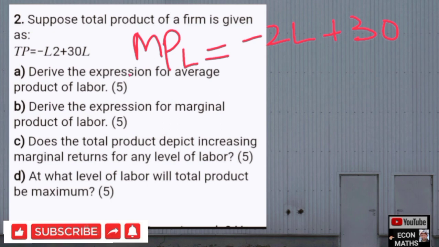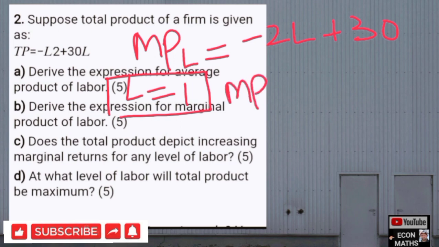Now if L is equal to 1, our MPL, that is marginal productivity of labor, will be minus 2 times 1 plus 30. We get here minus 2 plus 30, that is equal to 28.